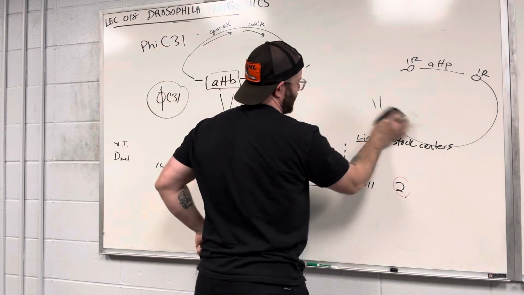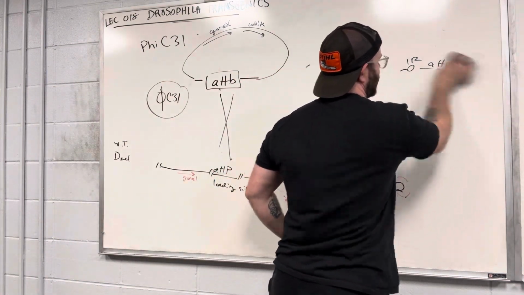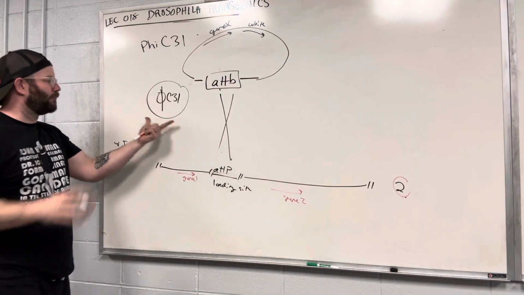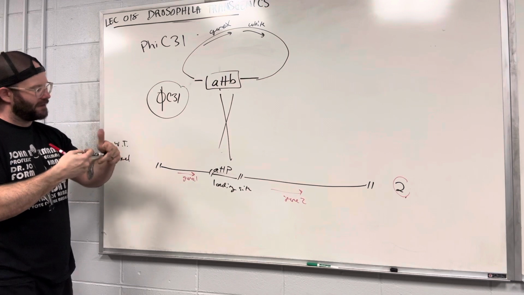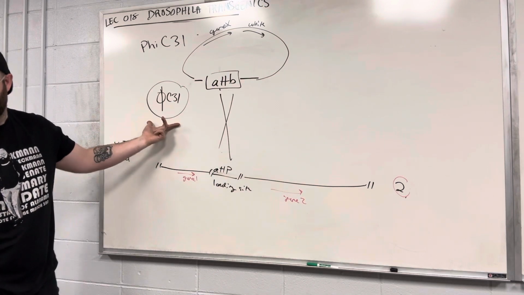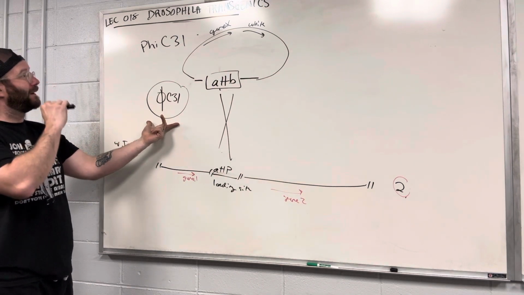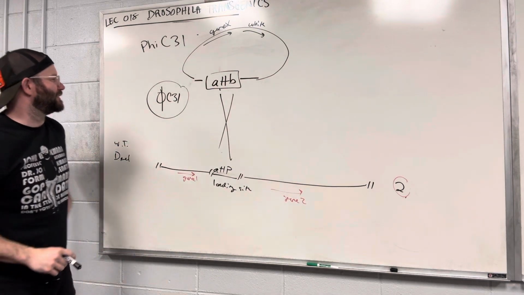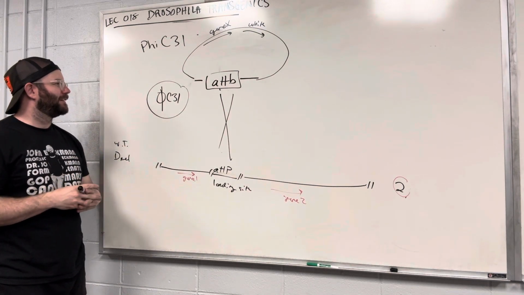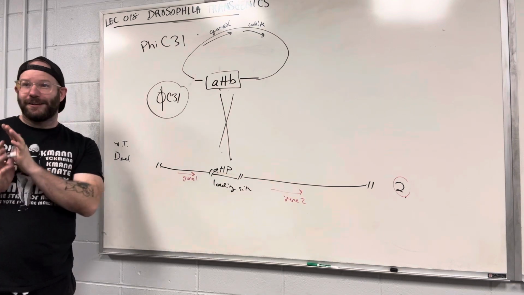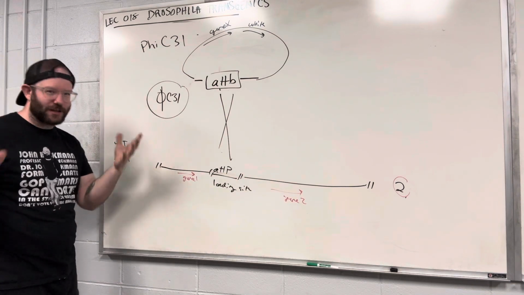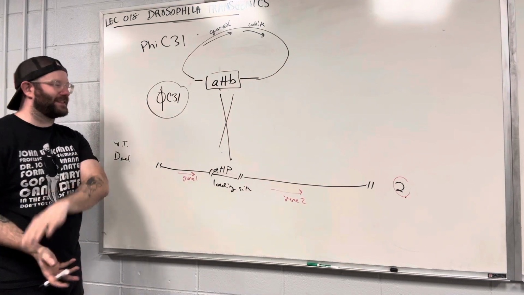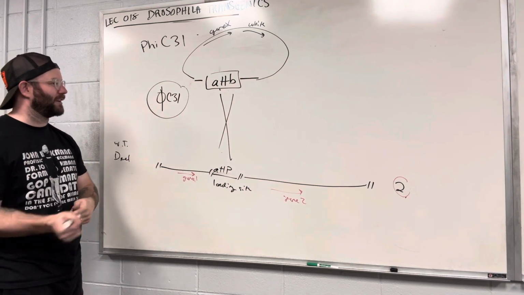So now let me just quickly explain how they use the PhiC31 integrase, okay? So PhiC31 integrase, what type of molecule is that? Anytime you see "-ase", what type of molecule is that? Enzyme? It's an enzyme, so it's a what type of molecule? Protein. It's a protein, okay. So that means it has a gene that codes for PhiC31 integrase.